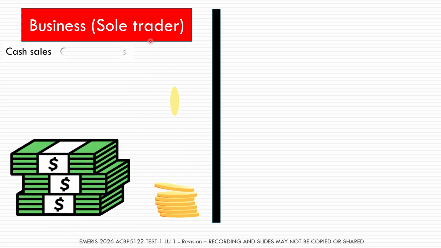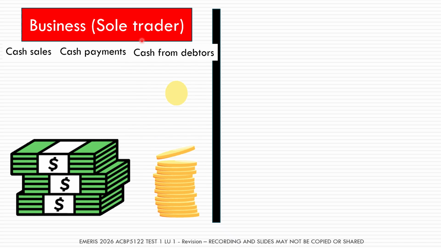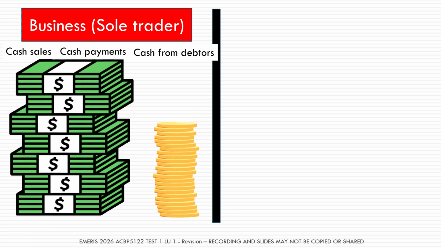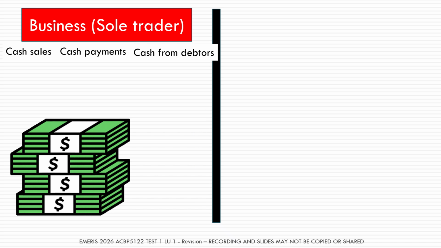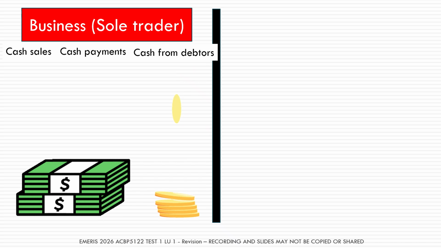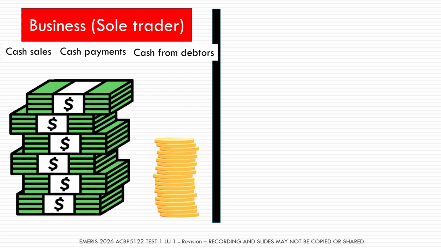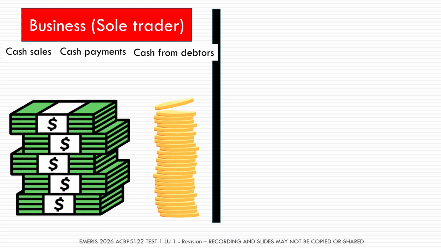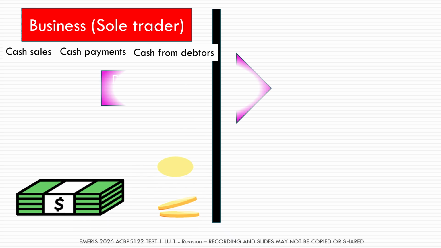We're still dealing with the sole trader from first semester. And the sole trader then enters into multiple cash transactions on a daily and on a monthly basis. They could have cash sales, cash payments, they could receive cash from a debtor. I wonder if you can remember from first semester in which journals will the sole trader record these cash transactions.